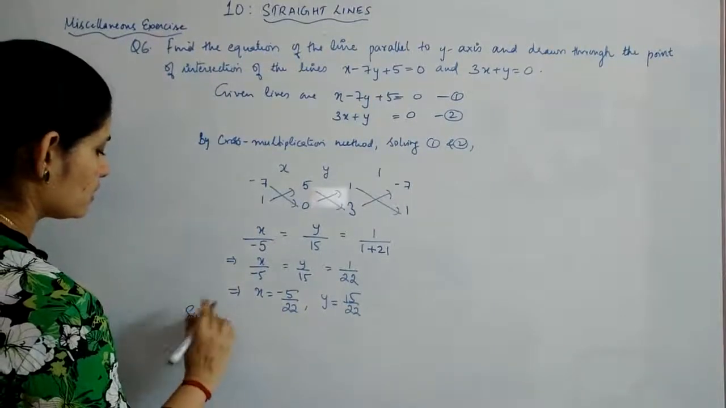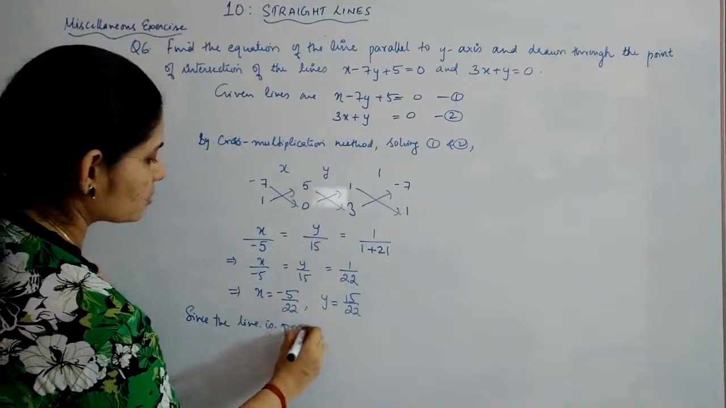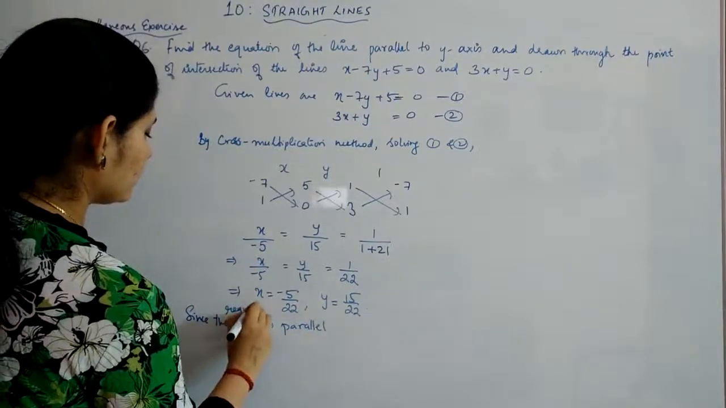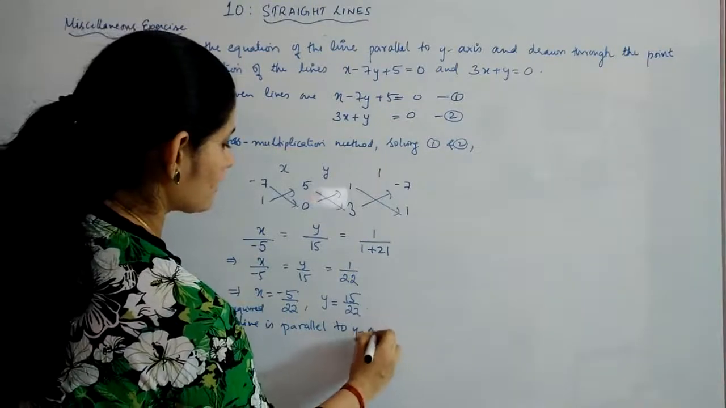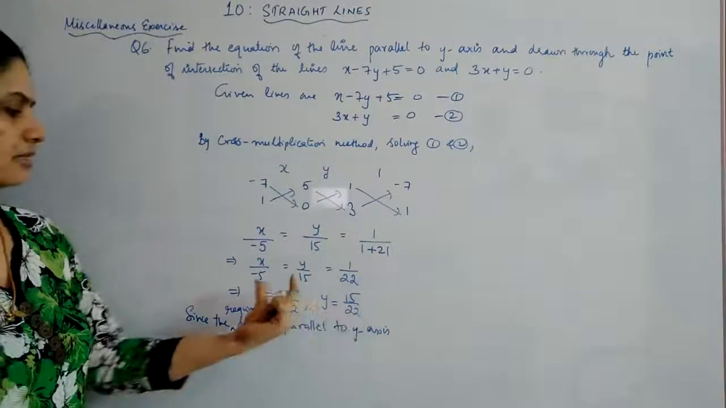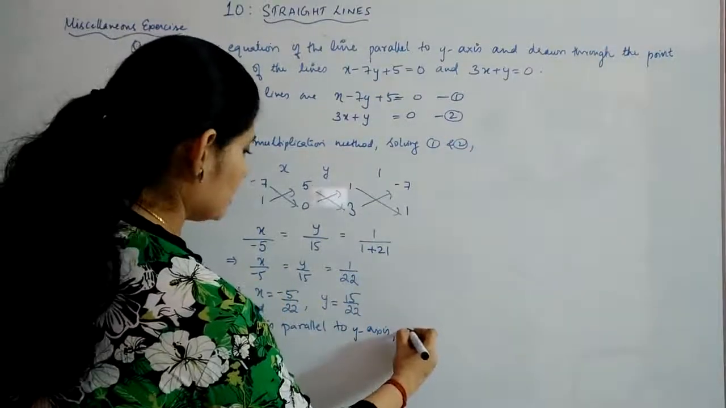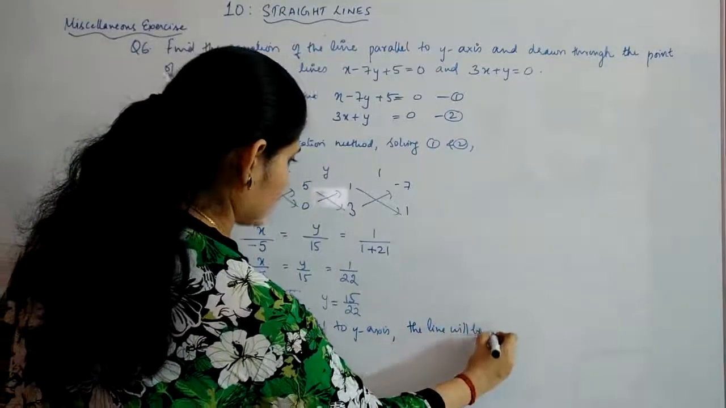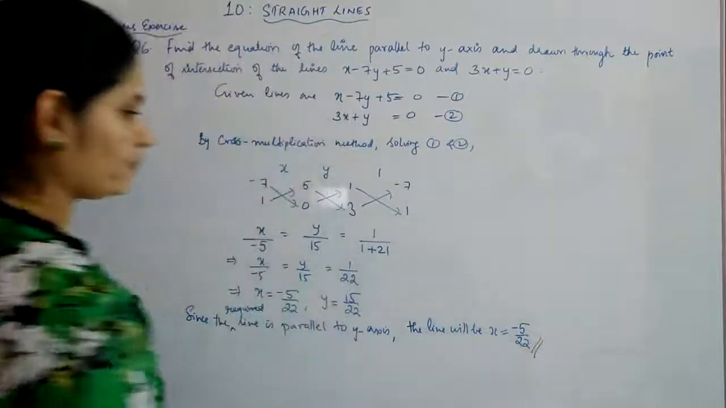The required line should be parallel to the y-axis. If it is parallel to the x-axis, then you will get y equal to a constant. This is your y-axis, parallel to the y-axis. So the equation of the line will be x equal to minus 5 by 22. Okay.